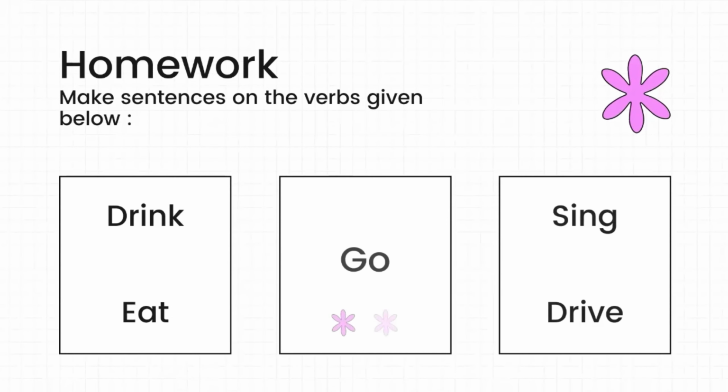Now for your homework, I am giving you some verbs. You need to make sentences on that. When you're ready, you can write your answers in the comment section. And yes, not just writing, you need to start speaking, start practicing while saying it loudly. Talk to yourself, stand in front of a mirror, try to make sentences and practice it loudly. These are the verbs that you need to make sentences on. Drink, eat, go, sing, drive. You can make a story, you can make a poem, you can just make simple sentences on these. I would love to see your interesting sentences. Do write in the comment section.